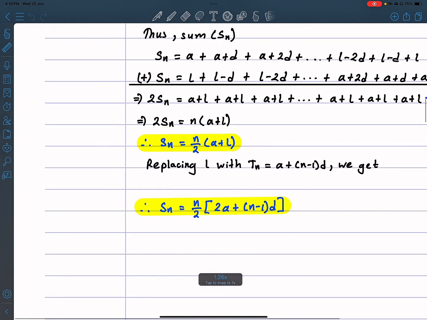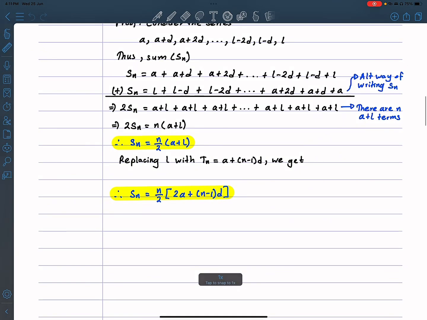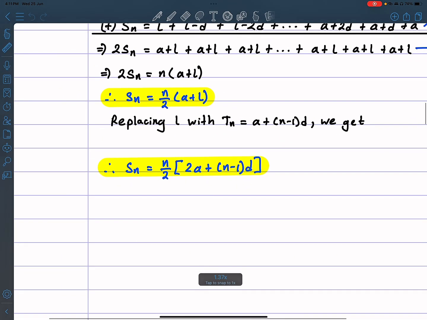And this is the famous formula that Carl Friedrich Gauss used in his early days to sum the numbers from 1 to 100 in a matter of minutes or seconds, because he was very fast. So this is the sum of n terms of an arithmetic progression. This is very important, and you should know this.